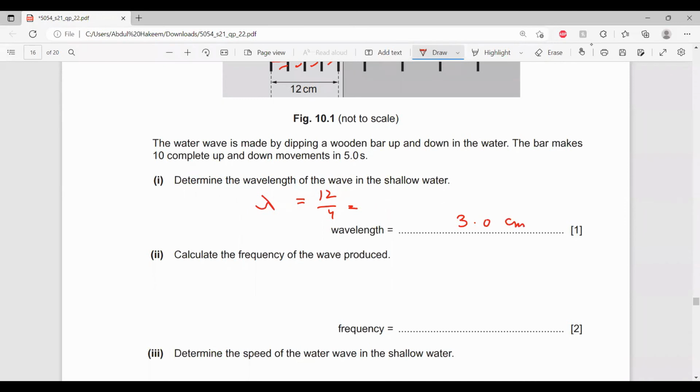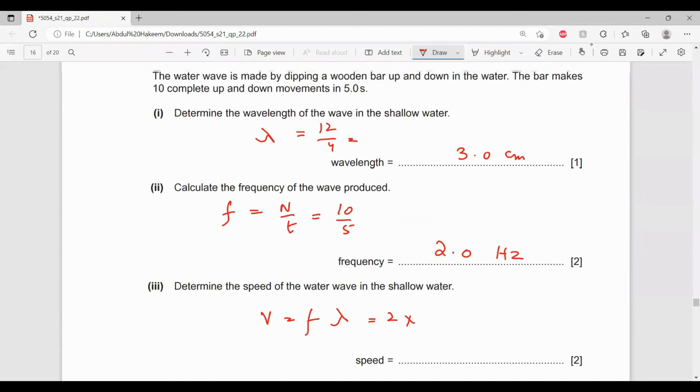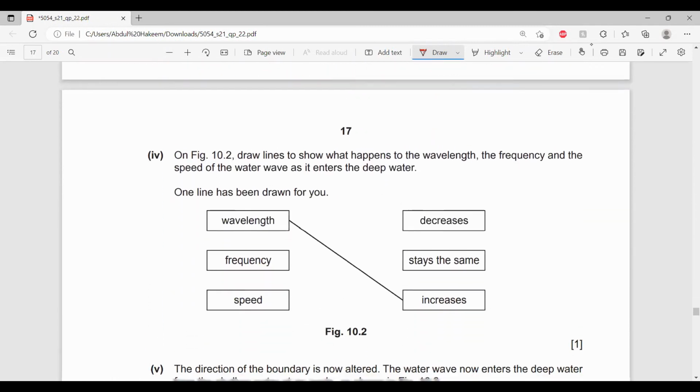Next, calculate the frequency. Frequency is the number of waves divided by time. The number of waves is 10 and the time is 5, so the answer is 2.0 hertz. Determine the speed. Speed is v equal to f lambda, where f is 2 and lambda is 3. So the answer is 6.0 centimeter per second, because this 3 is in centimeter.